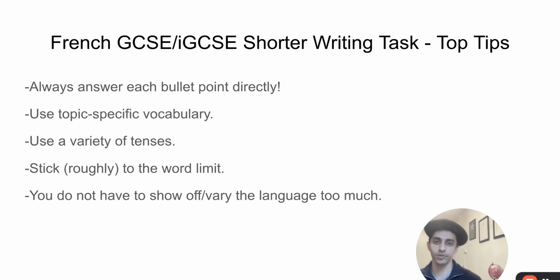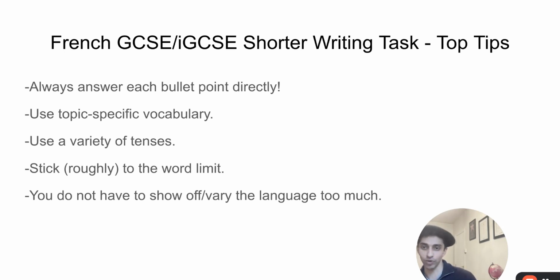Okay, so here are some of my top tips for the shorter writing task. Always try and answer every bullet point directly. There are marks in the mark scheme for doing this specifically, so don't shy away from that at all. I would actually signal to the examiner as clearly as possible that I've answered every single bullet point by even starting a new paragraph every time I move on to the next bullet point.